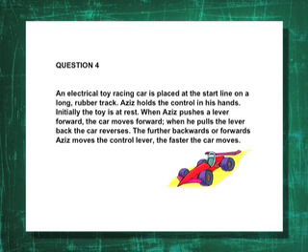It's actually very straightforward. It's graphs of motion, and it really just involves some fairly straightforward calculations. Let's take a look. An electrical toy racing car is placed on the start line on a long rubber track. Aziz is holding the controls in his hand, and initially the toy is at rest. When he pushes the lever forward, the car moves forward. Pulls the lever backwards, it reverses. The further backwards or forwards Aziz moves the control, the faster the car moves. You know, the kind of thing.